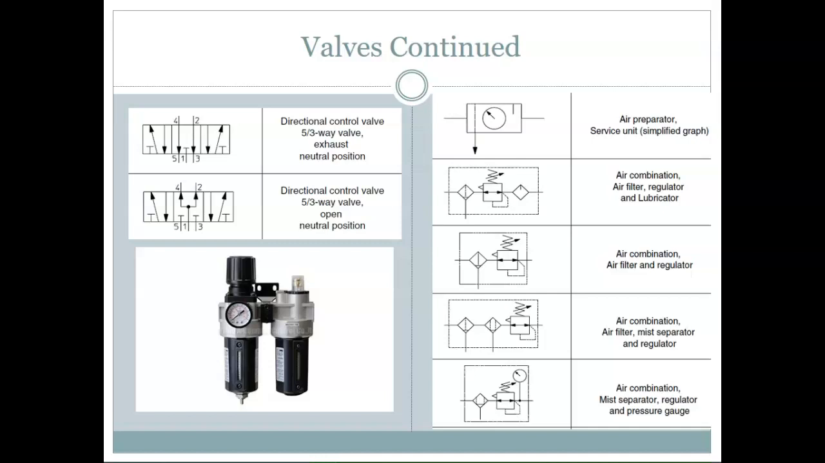So the most common symbols in these, excuse me. All right, you have your filter. You can have mist separators, but they're not ones that we use here. But you'll see a filter, you'll see a regulation unit with a gauge, and on some units you will definitely see what's called a lubricator. Again, all that does is take oil, a very light, fine oil, and mist it into your system so that it lubricates everything downstream.